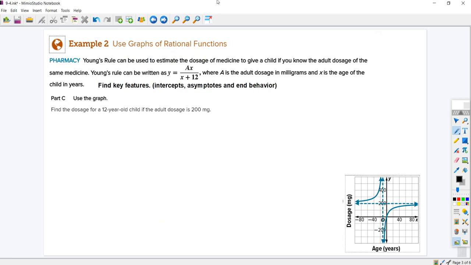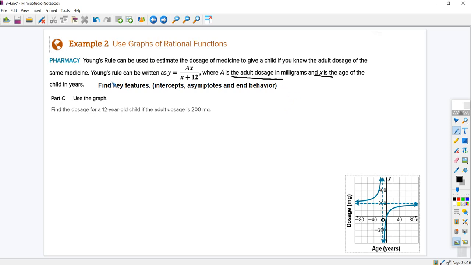Okay, example 2 is very quick. We have a word problem here. Let's read the question. It says Young's rule can be used to estimate the dosage of medicine to give a child, if you know the adult dosage of the same medicine. Young's rule can be written as y is equal to ax over x plus 12. A is the amount for adults, x is the age. The letters are important. x is the age of the young people, and A is the usage that we have for the adults.